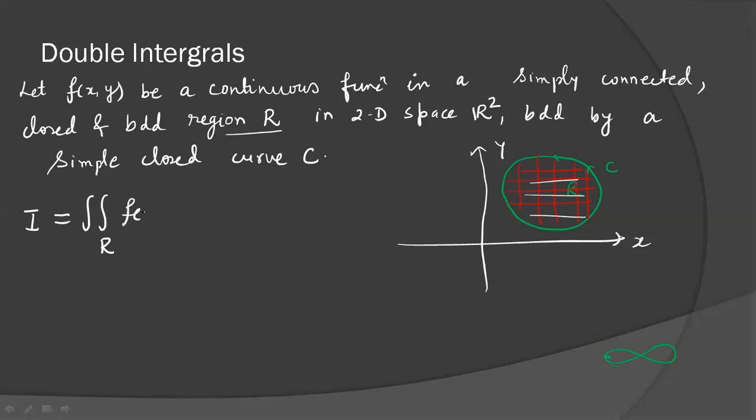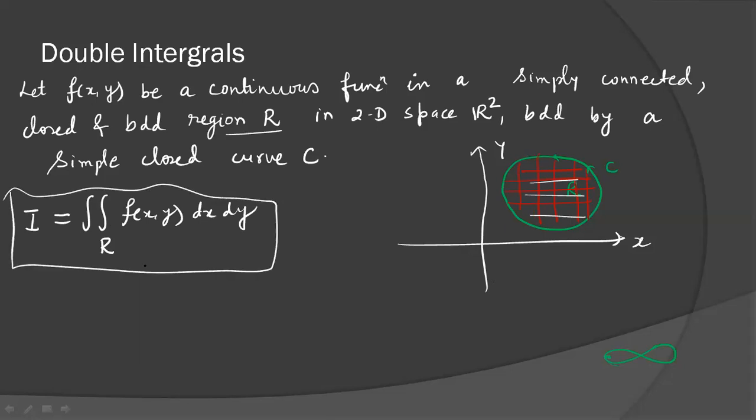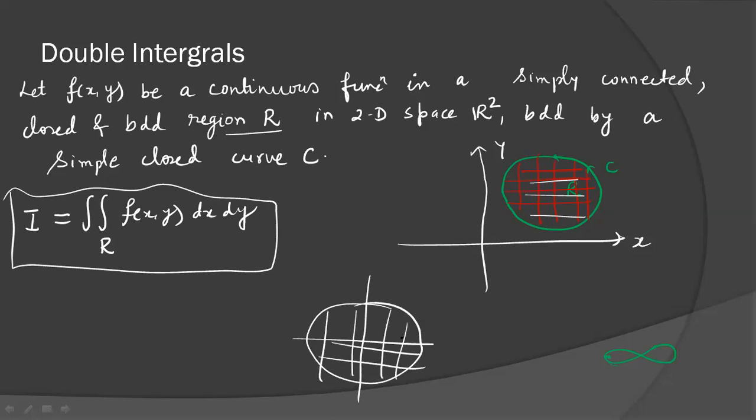Now f(x,y) dx dy. So this is the representation of double integration over region R, and region R is bounded by a closed curve C. This region can be in any quadrant, first, second, third, fourth, or in all four quadrants, but it must be bounded.